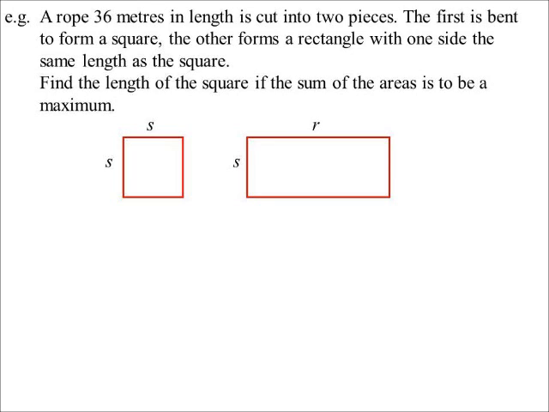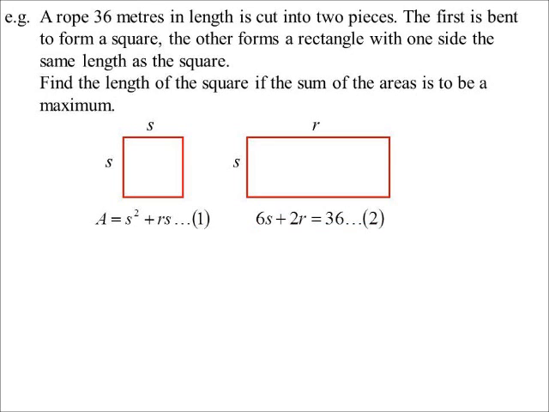So my first equation, what it is I'm trying to maximise or minimise, in this case they've told me to maximise the area. So the area of the two shapes, first one would be S squared, the second one would be RS. So I've got my area, but it's in terms of two variables. And when we're doing our calculus, we like to have it in terms of one. That's why we need the other piece of given information, that the length of our rope is 36 metres.